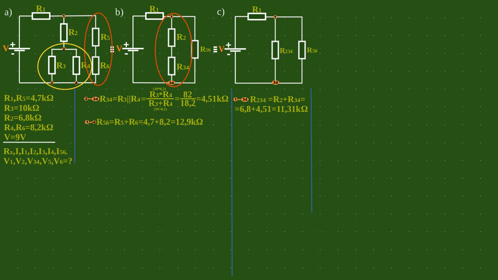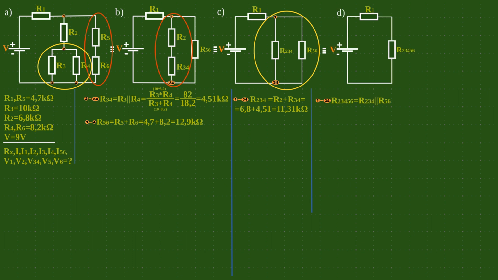We are now close to a final solution. From diagram C, we see that resistors R2,3,4 and R5,6 are in a parallel circuit and we calculate it. And finally we can calculate the total resistance. Resistor R1 is in series with resistor R2,3,4,5,6, so we calculate it.